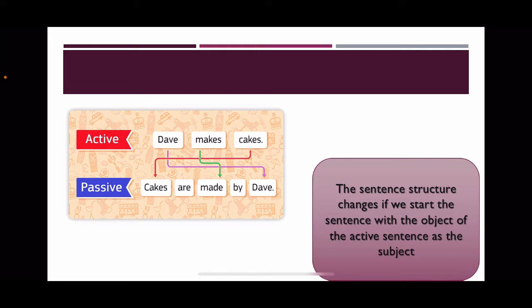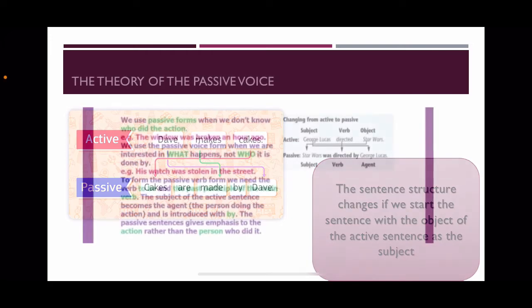A cake is made by Dave. It is a passive voice. In the passive voice, we start the sentence with the objects. Look at the ruler, please. The sentence structure changes if we start the sentence with the object of the active sentence as a subject.